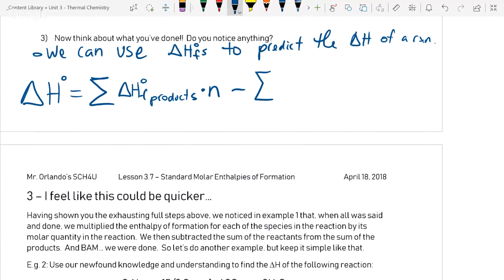That's a much better sigma. Sometimes I even get fancy and put the little serifs on it. So we take the sum of delta H naught F of the products multiplied by the n, where n is the number of moles of each. Then we're going to subtract what's going to go in here.